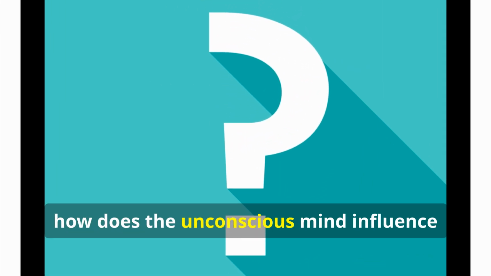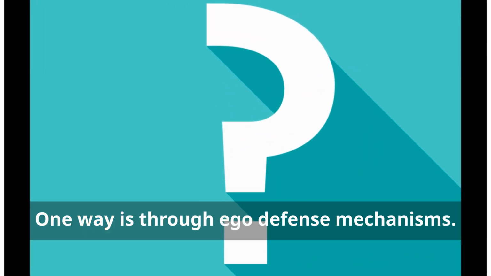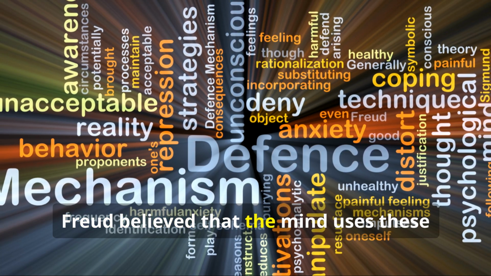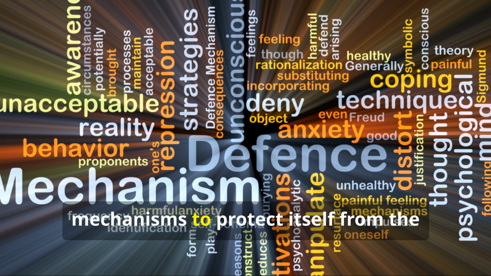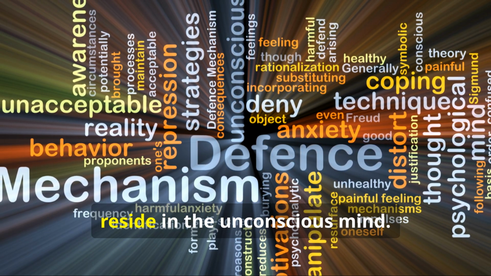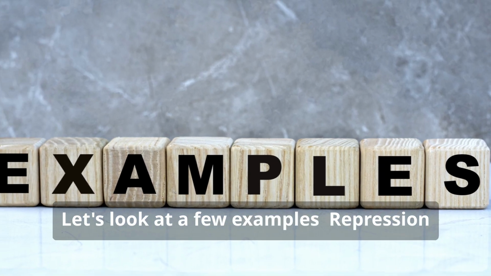So, how does the unconscious mind influence our behavior? One way is through ego defense mechanisms. Freud believed that the mind uses these mechanisms to protect itself from the anxiety and uncomfortable thoughts that reside in the unconscious mind. Let's look at a few examples.